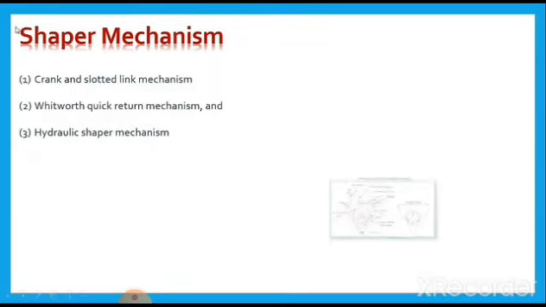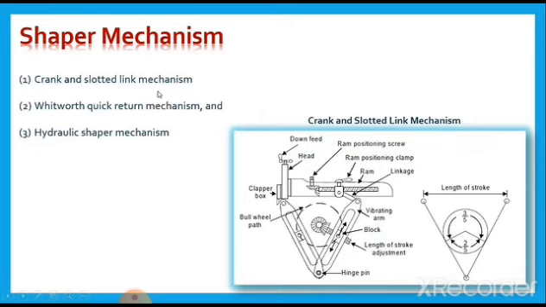So there are 3 basic mechanisms: crank and slotted link mechanism, Whitworth quick return mechanism, and hydraulic shaper mechanism. So these are the 3 mechanisms which are used to move the ram. So this is one of the schematics of the crank and slotted link mechanism. If you see, this is your bull wheel, which is basically driven by the pinion, or you can say the driving mechanism, so that your slotted bar will move on this circle like this.